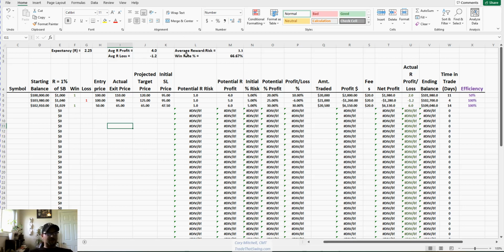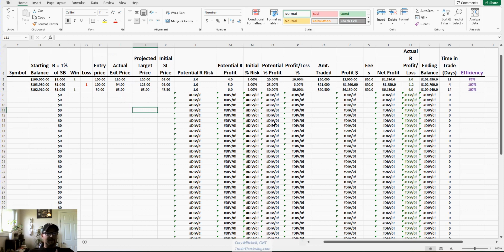So we really got to watch these numbers and make sure that our expectations aren't overblown, that we're going into a trade with solid expectations about what should happen, and then we're following through on those expectations and executing our trades well.